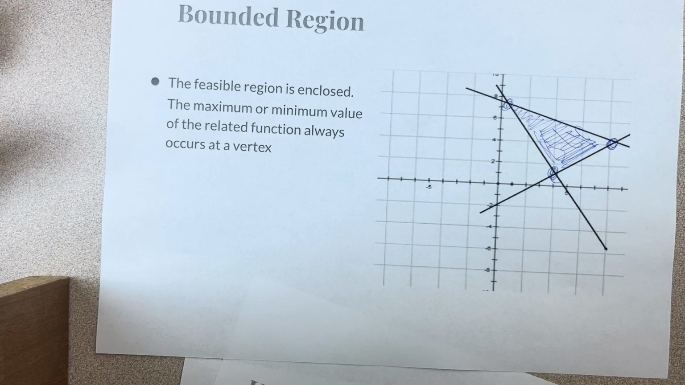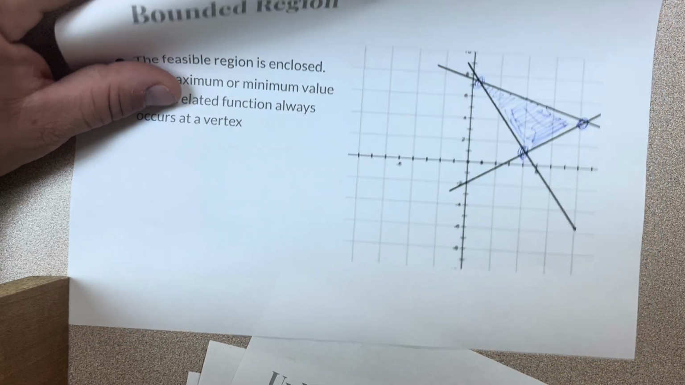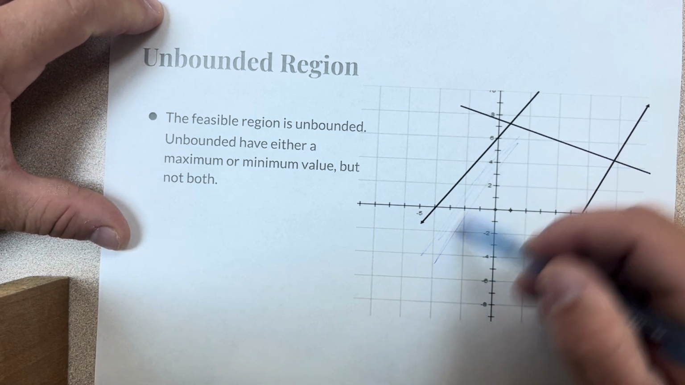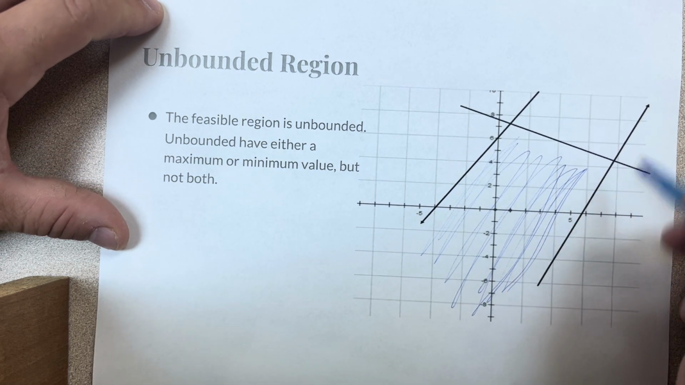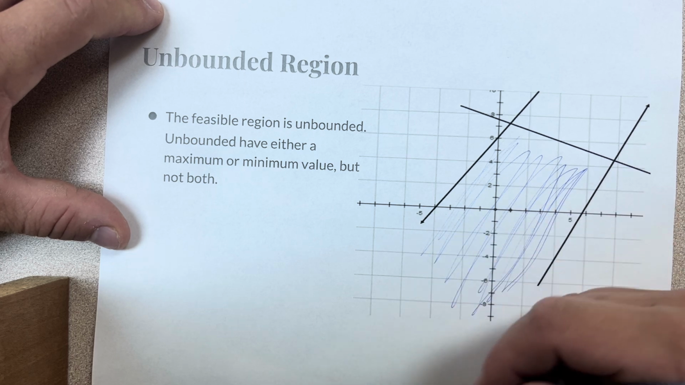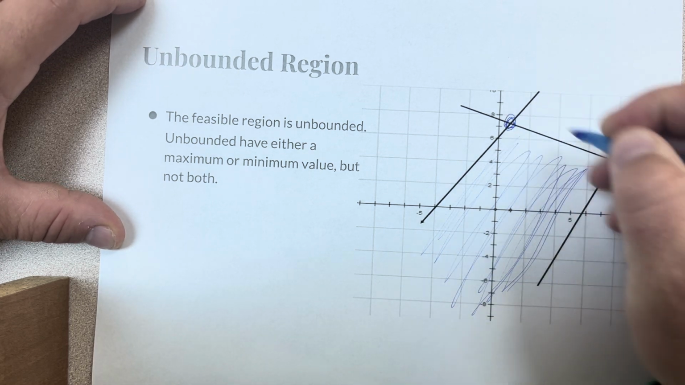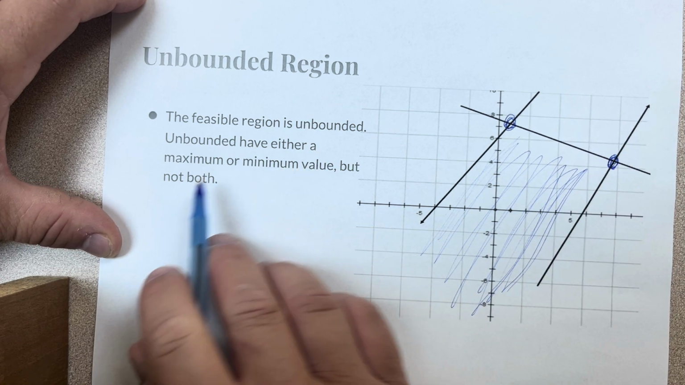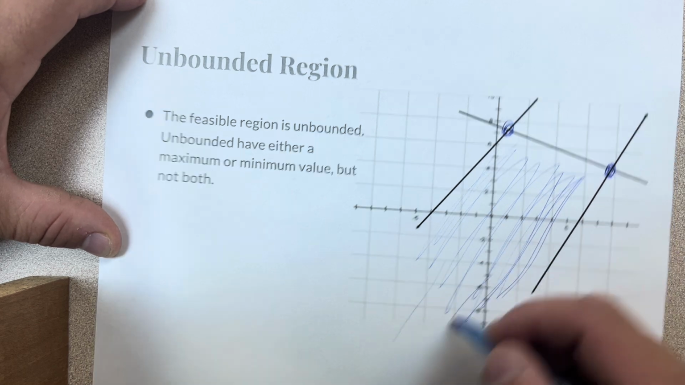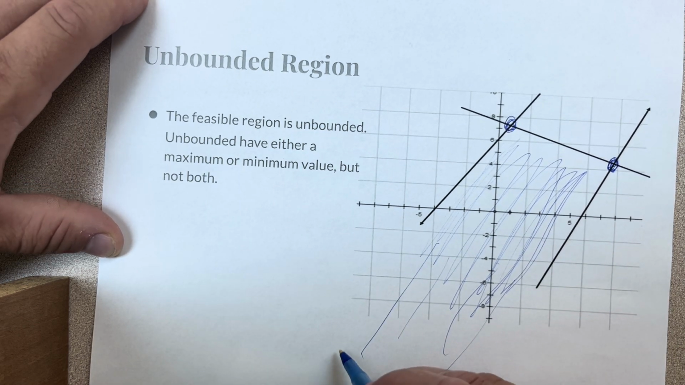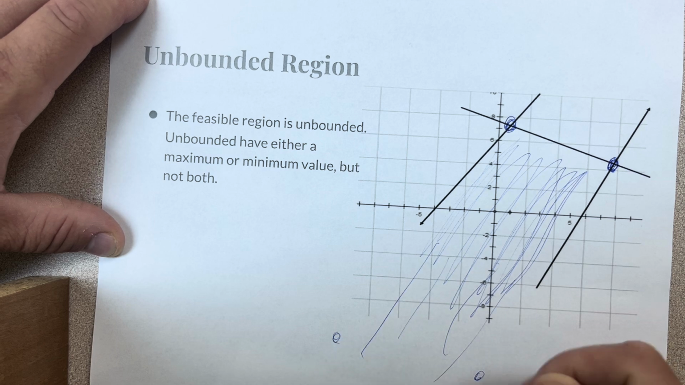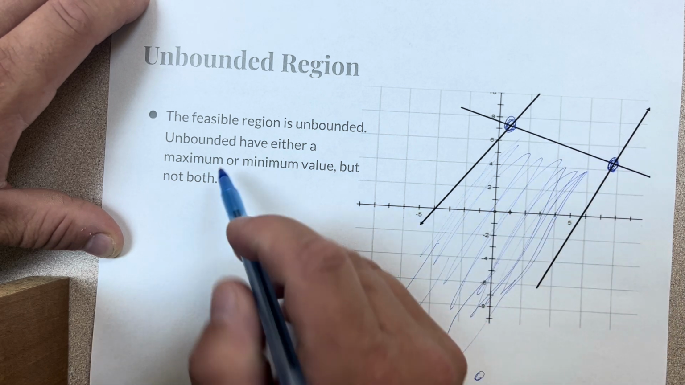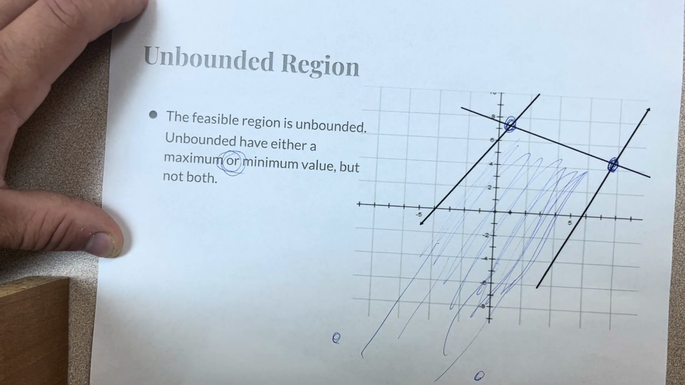Now, what's the opposite of a bounded region? Well, the opposite of a bounded region is an unbounded region. And so here, if this was my shaded area, you can see that it's going to keep going in one direction. So what that means is that these vertices will represent either a max or a minimum, but it can't be both because our shaded area keeps going. So technically, down here at infinity, we'd have some other vertices, which could be our maximum or our min. So when it's unbounded, we're going to have one or the other, but not both.